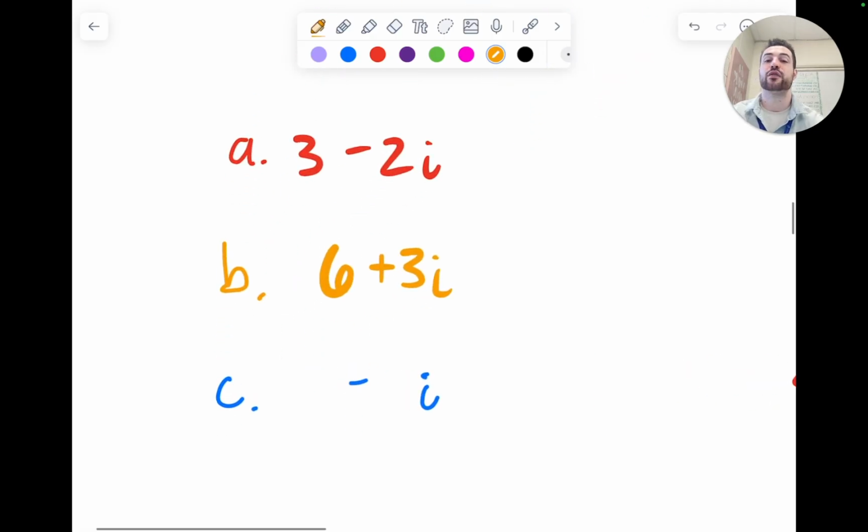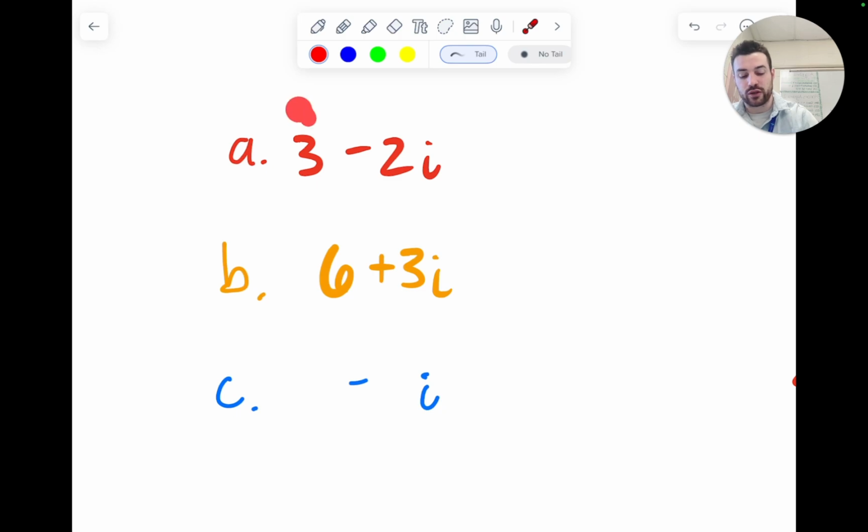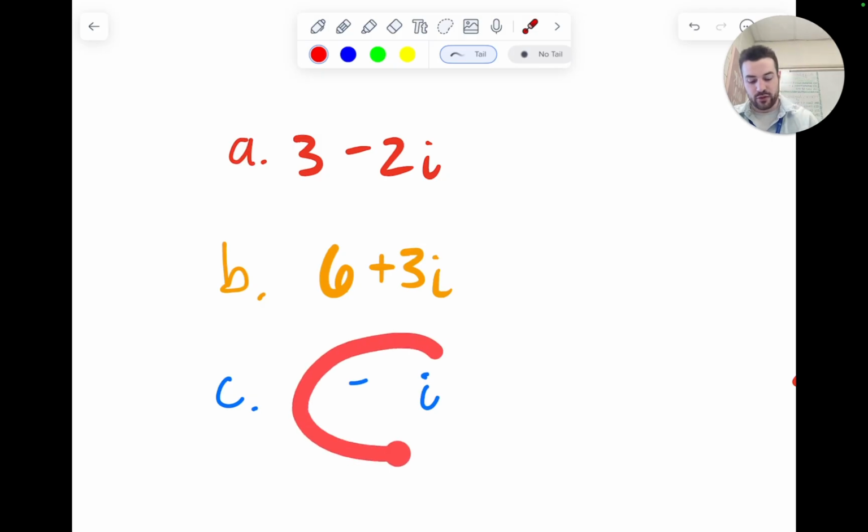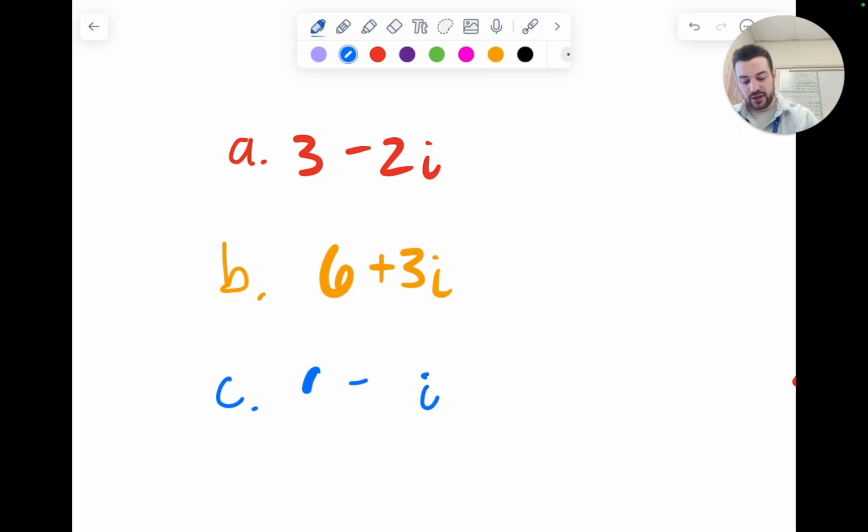We've got 3 minus 2i, so the real number is 3. The imaginary is -2. It's a coefficient of i. We have 6 plus 3i, so 3 is our imaginary coefficient. And then we have this one here, which looks a little bit different, but realistically it is just 0 minus 1i, so the real part is 0 and our imaginary coefficient is 1.